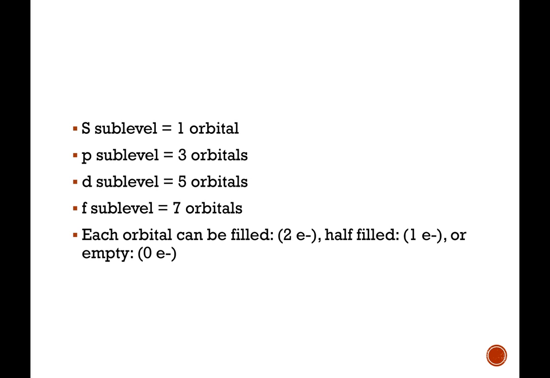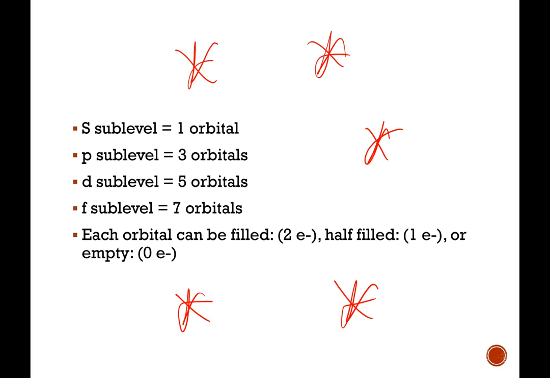So the S sublevel has 1 orbital, the P has 3, D has 5, F has 7. This is a very important slide when we get to electron configurations. Each orbital can be filled with 2 electrons, half filled with 1 electron, or empty with 0 electrons. So just because the P sublevel has 3 orbitals, that doesn't mean it's all full up. It could have just 1 electron in that entire sublevel, or 0 electrons in that entire sublevel.